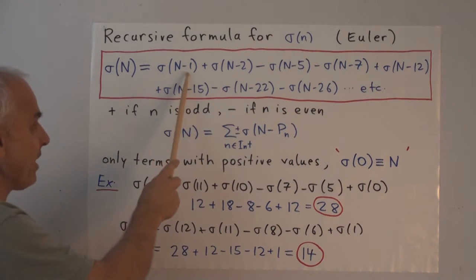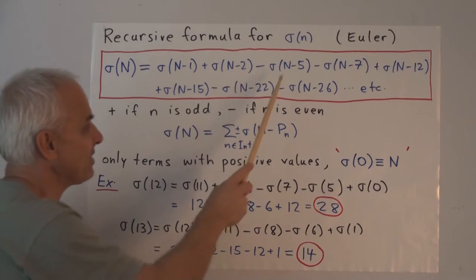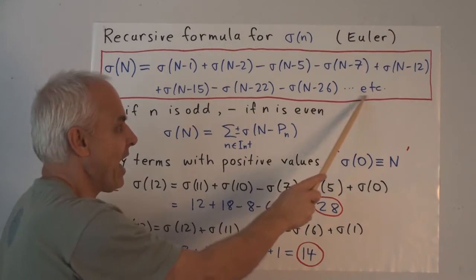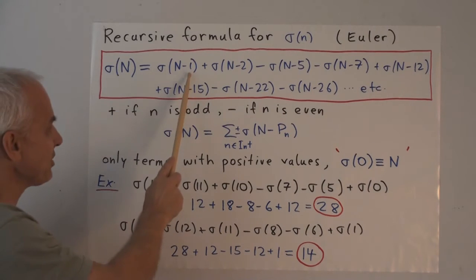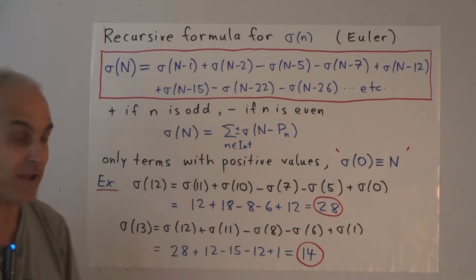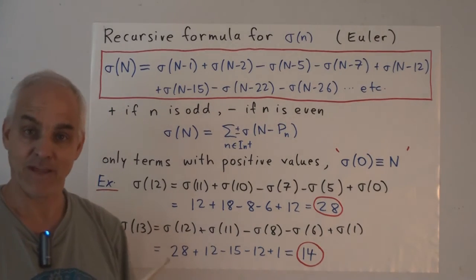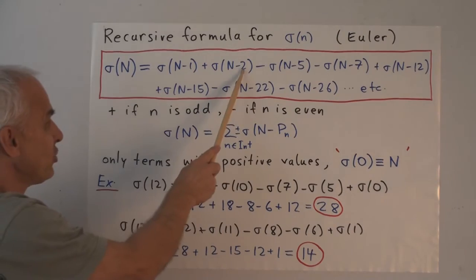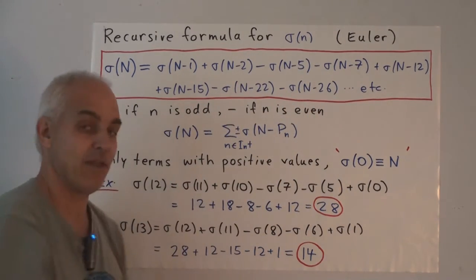Explicitly, sigma of n minus 1 plus sigma of n minus 2 minus sigma of n minus 5 minus sigma of n minus 7, and so on. What are these numbers that are appearing here that we're subtracting from n? They are exactly the generalized pentagonal numbers in the sequence we wrote down on the previous slide. 1, 2, 5, 7, 12, 15, 22, 26, and so on.